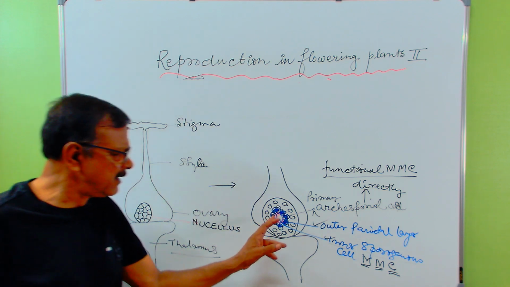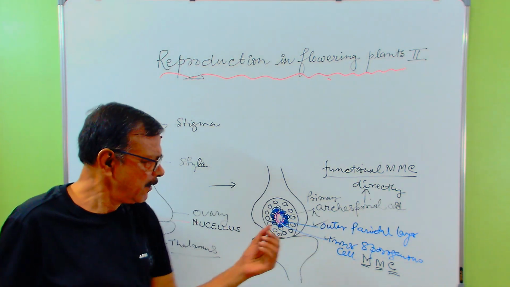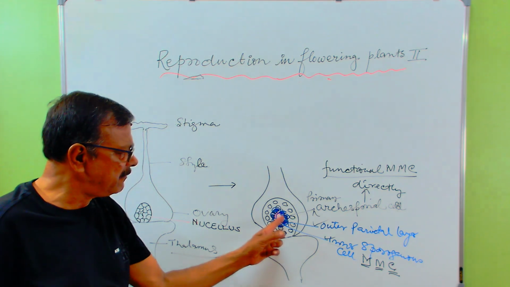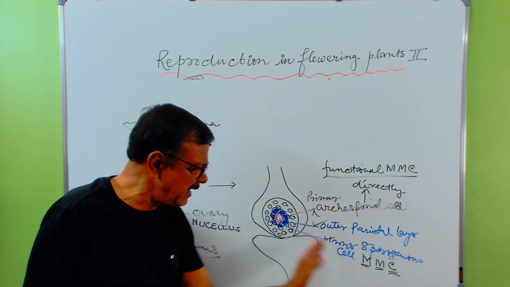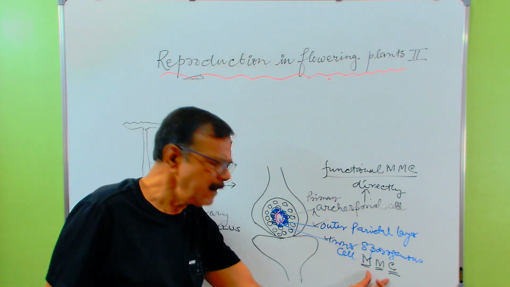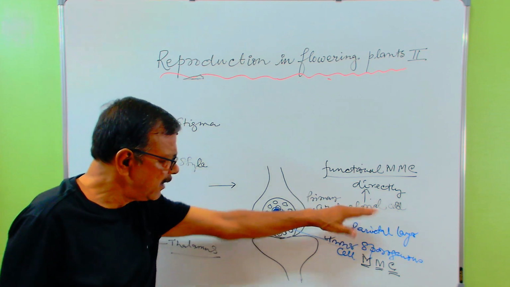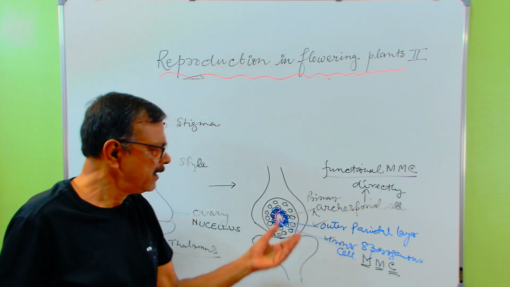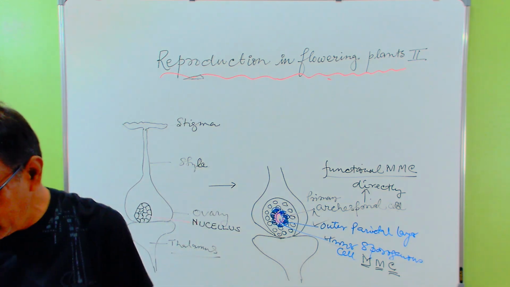Somewhere it is written that this archesporial cell directly functions as the megaspore mother cell, or in one book it is written that it may divide, like the male gametophyte, into an outer parietal layer and an inner sporogenous layer. The inner sporogenous layer acts as a megaspore mother cell, or sometimes this archesporial cell does not get divided into outer and inner, and directly functions as the megaspore mother cell. Clear?